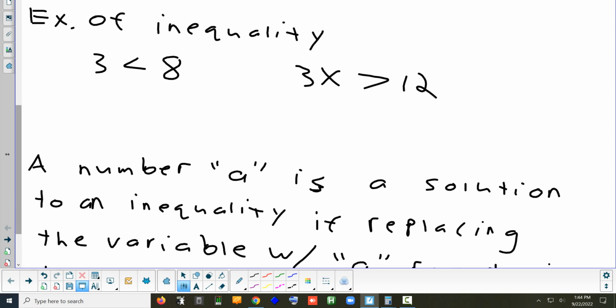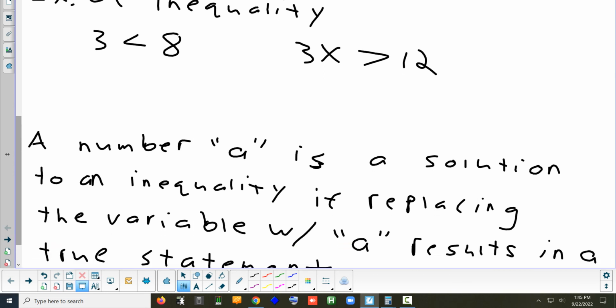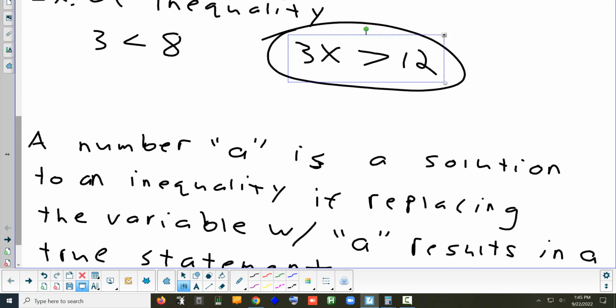So the way that you can tell if a number is a solution to an inequality is just like you do with an equation. You take the number, you fill it in, and you see if you get a true statement. So let's look at this one. Let's say I fill in 5. If I want to know if 5 is a solution to that inequality, replace the x with 5. What's 3 times 5? 15. Is 15 greater than 12? Yes, then 5 is a solution.